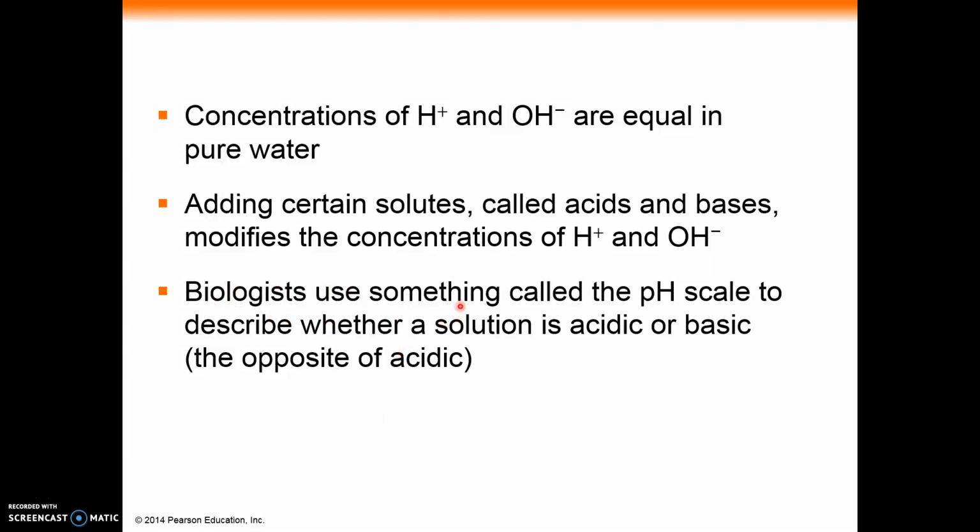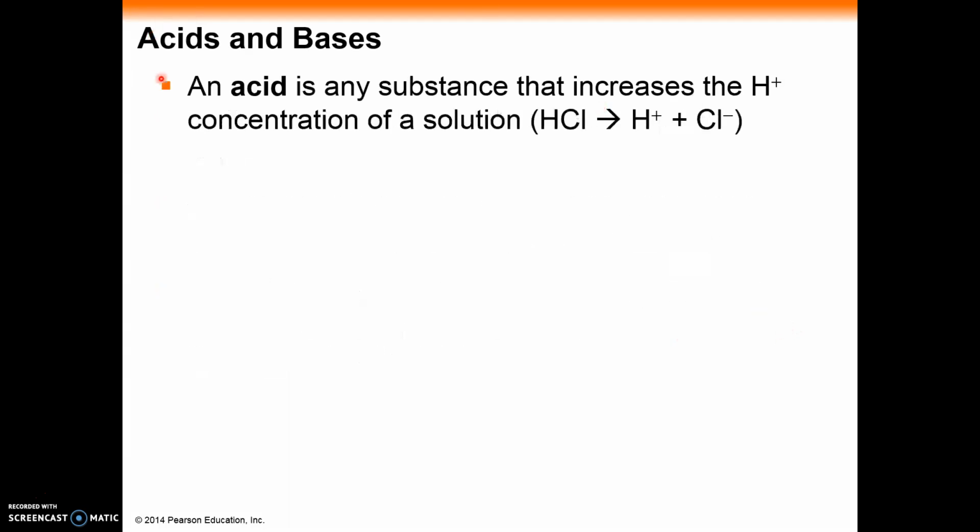So biologists and chemists and everyone else use something called the pH scale to describe how acidic or how basic, which is the opposite of acidic, a solution is. So this kind of leads us to the question, well, what is an acid and what is a base? Okay? An acid is simply defined as any substance that can increase the hydrogen ion concentration.